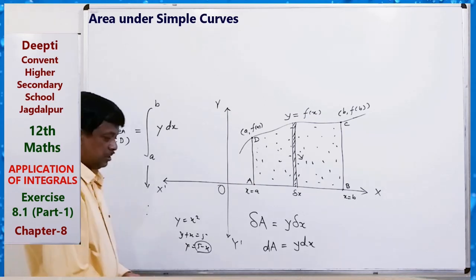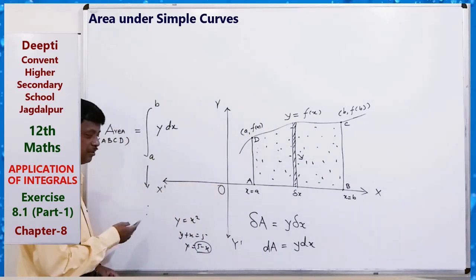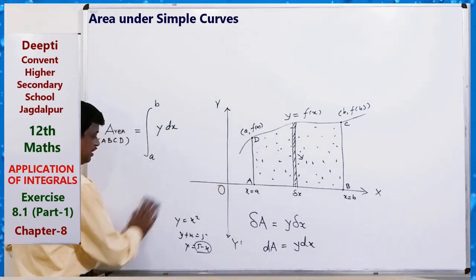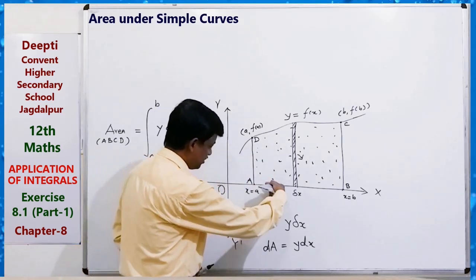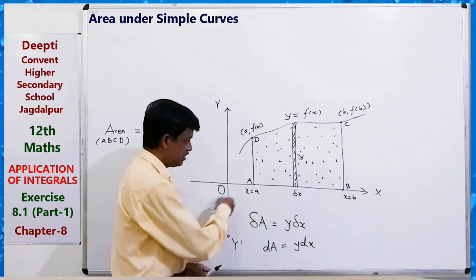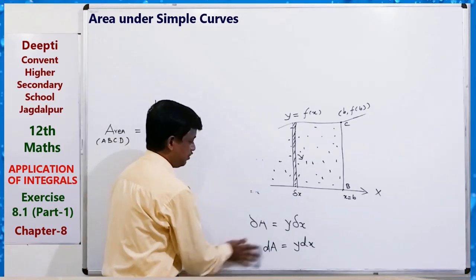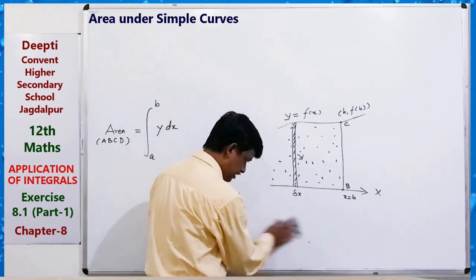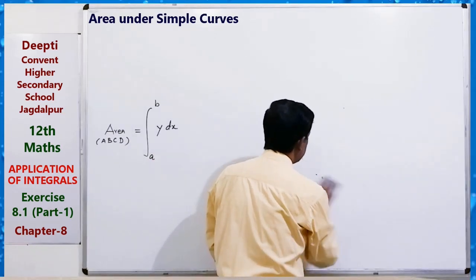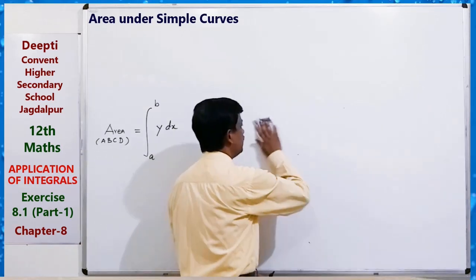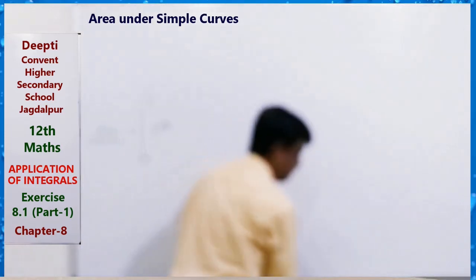So finding area is very simple. This is the first formula. Similarly, if the curve lies below the x-axis, then if we find the area by using this rule, we will get a negative sign. But we take only the numerical value. That's why if there are two types of area, we can take the absolute value.